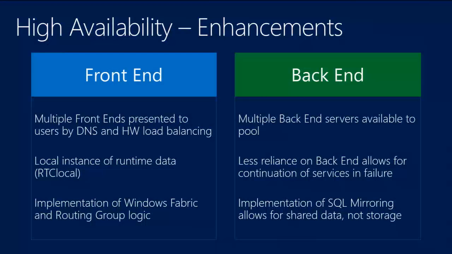Not a ton has changed in 2013, except that we've enhanced how this happens. We've also made, and we'll get into that in the next slide, we've also enabled something that is pretty different from both performance, capacity, and availability. That second bullet under front end tells you that in Lync Server 2013, the front ends now actually have a local instance of runtime data. So that RTC local database, that's a new thing. It's running on the front end, and it allows the front end to keep track of all this cool presence stuff.